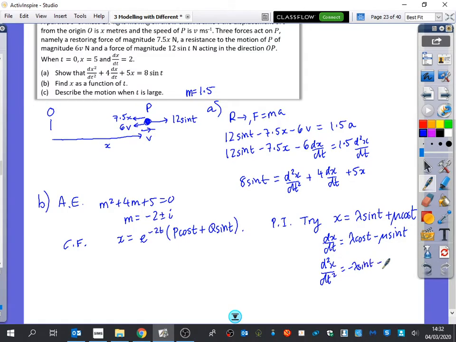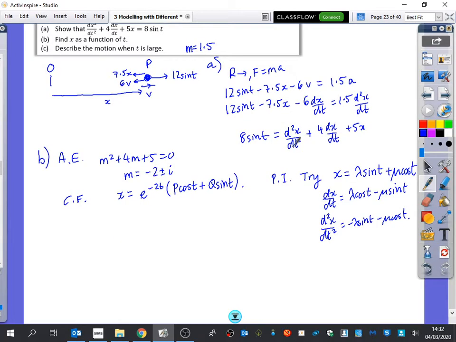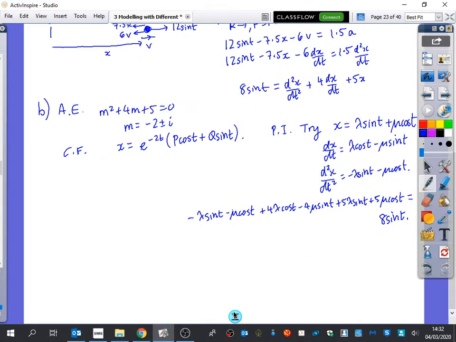minus lambda sine t minus mu cos t. And we're going to substitute that into that. Okay? So we've got the second derivative one, which is minus lambda sine t minus mu cos t. Then we've got 4 lots of this one, which is plus 4 lambda cos t minus 4 mu sine t. 5 lots of the top one, which is 5 lambda sine t plus 5 mu cos t. I didn't quite give myself enough space, and that's all equal to 8 sine t. Good. So we compare the coefficients.